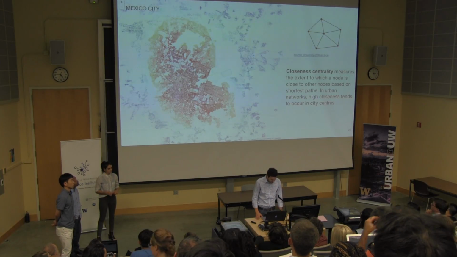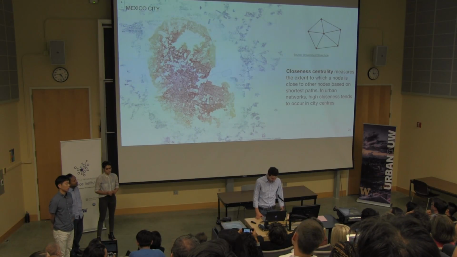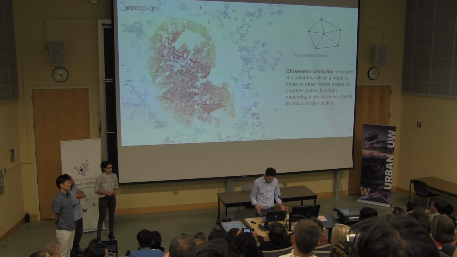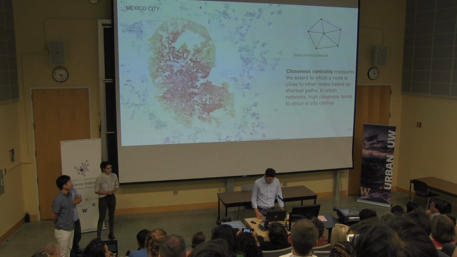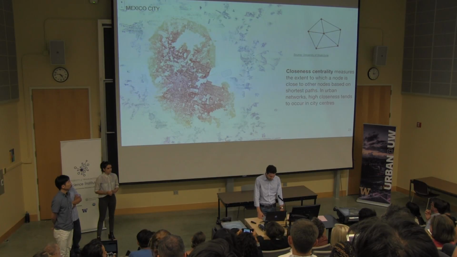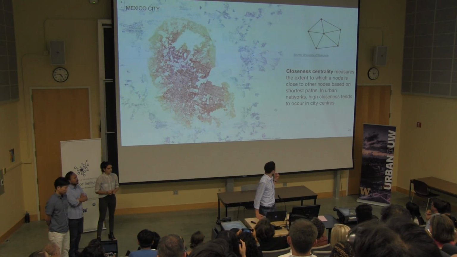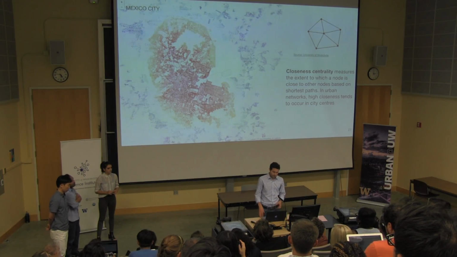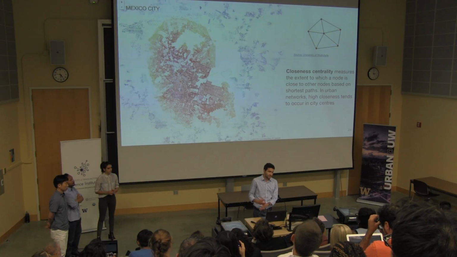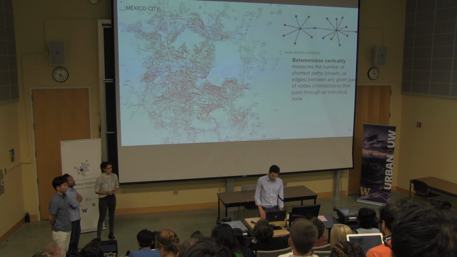So our first measure is closeness centrality. It captures the global centrality of a network in general. This can mimic the spatial distribution of economic activity and accessibility. That can be a good indicator of the spatial distribution of poverty. Here we can see the Mexico City centrality. Usually the center parts of the city have a high closeness centrality.